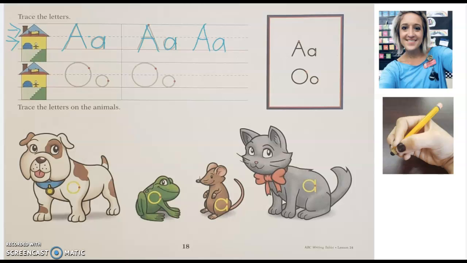All right, and then practice your uppercase and lowercase o again. It says ah, around, around, around.